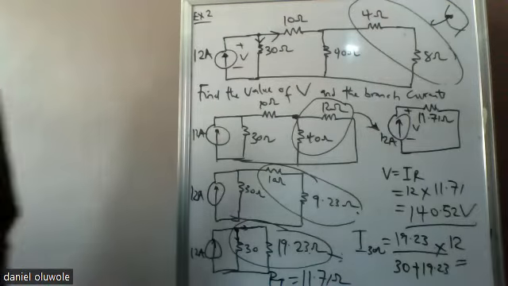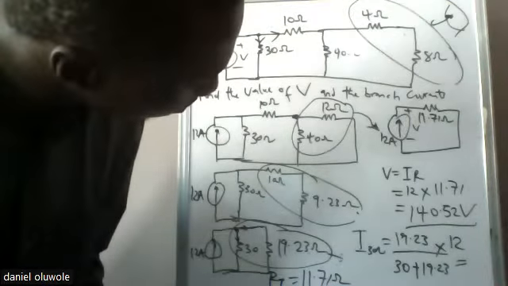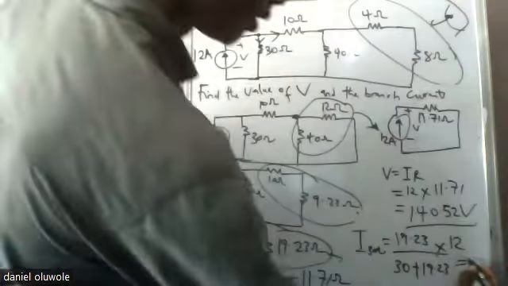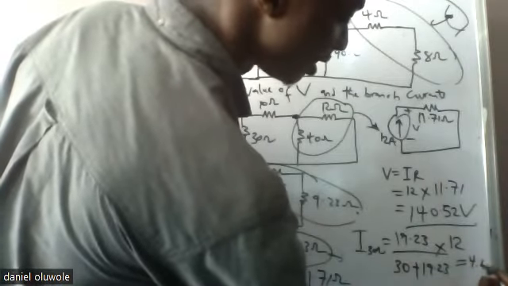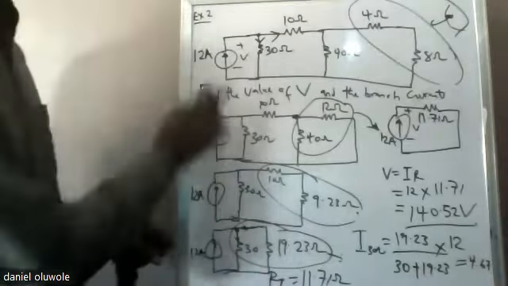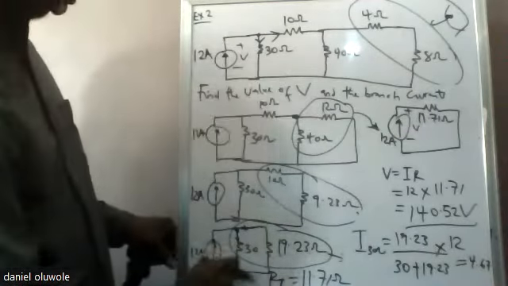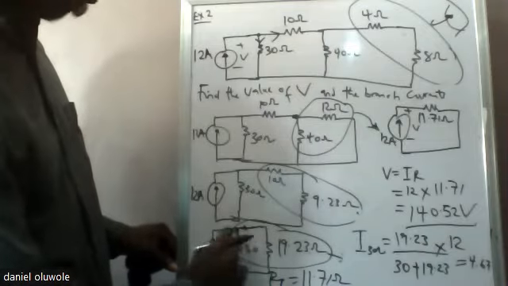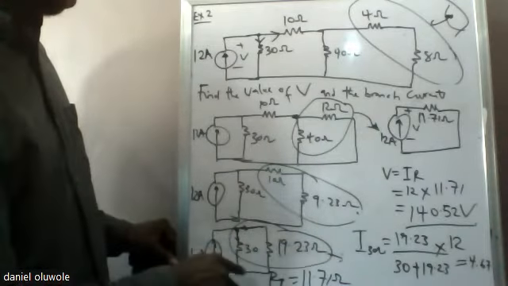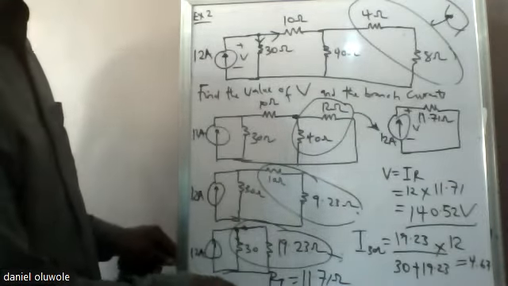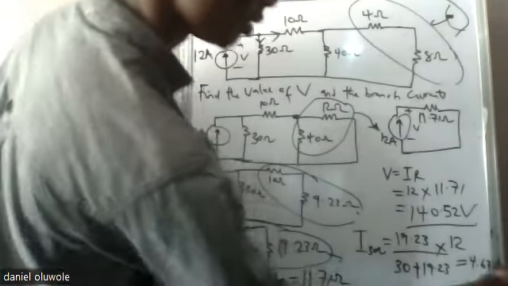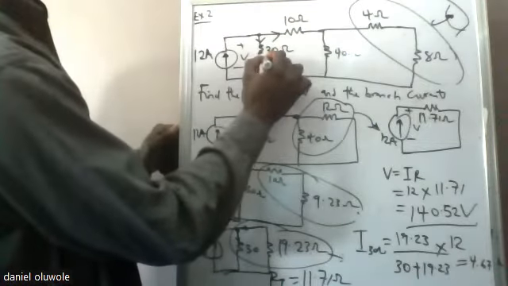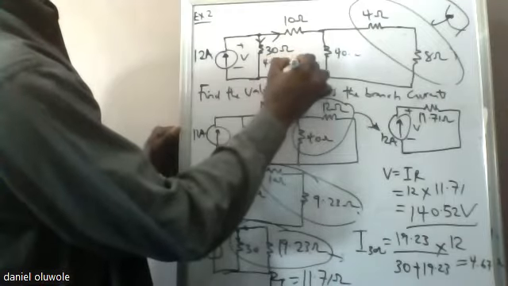4.67. Of course, out of the 12 amps coming, it saw 30 ohms and it saw 19. More will rather flow through the 19 than the 30. So 4.67 was able to flow through. So the current here is going to be 4.67 amps.